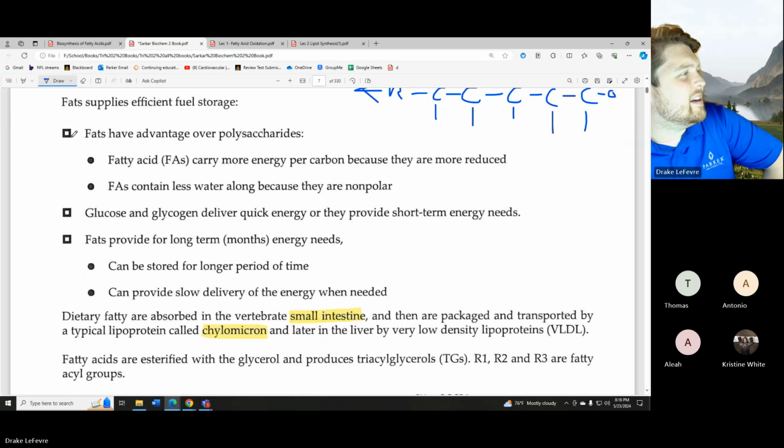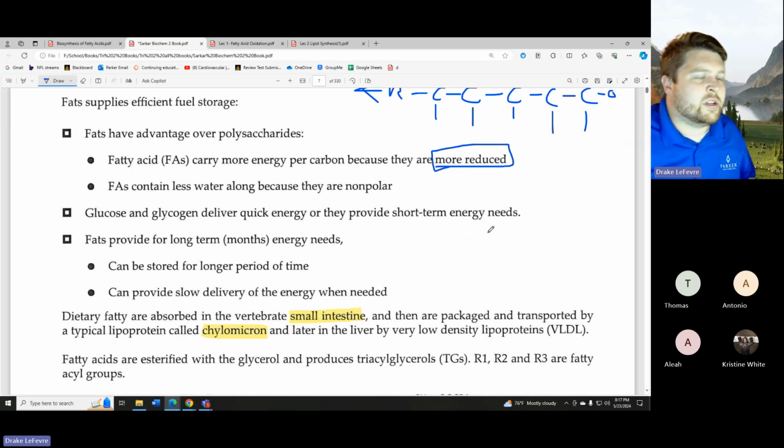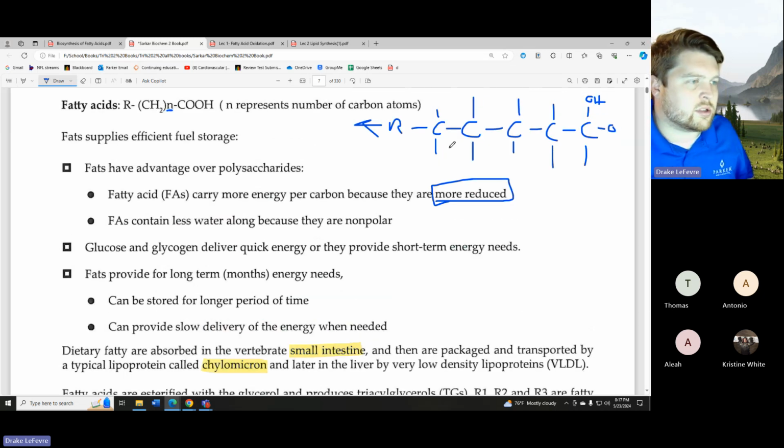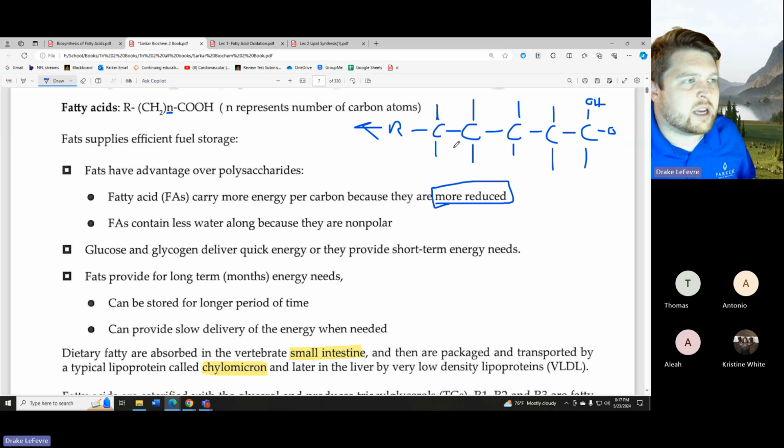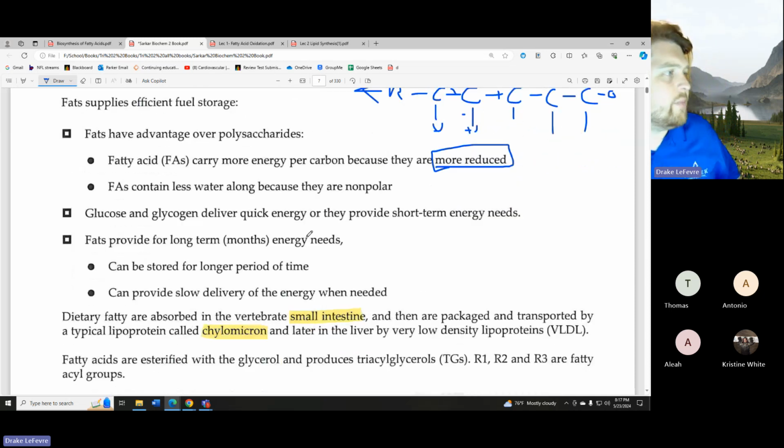Nice. Okay, continuing. Fats have an advantage over polysaccharides. Remember, polysaccharides are the glucose chains, multiple sugars, multiple carbs. Fatty acids carry more energy per carbon because they are more reduced. This is a point that comes up a lot, when something is more reduced or more oxidized. More reduced means it has more hydrogens. Because it has a lot more bonds, and remember we talked way back in Biochem 1 that a bond is literally just stored chemical energy, we have a whole bunch of stored energy.